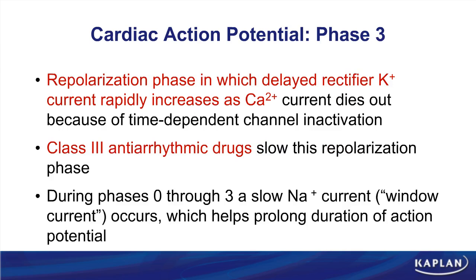Phase 3 is where we see repolarization caused by potassium efflux. This is where our class 3 antiarrhythmic drugs are going to work. All of those class 3 drugs are potassium channel blockers.